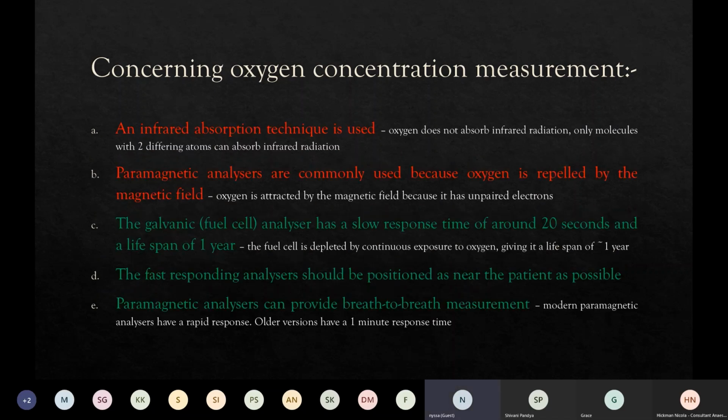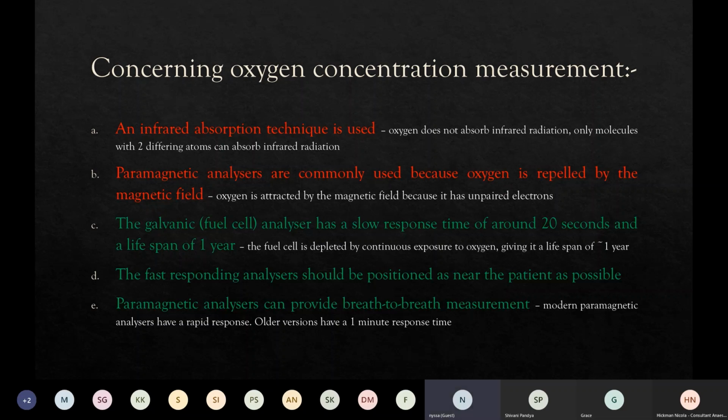So infrared absorption, I think almost everyone has said correctly that that is false. Oxygen doesn't absorb infrared radiation. Only molecules with two differing atoms can absorb infrared radiation. For example, CO2, because it's got carbon and oxygen in. Because oxygen has just got one type of atom in, it doesn't absorb the infrared.